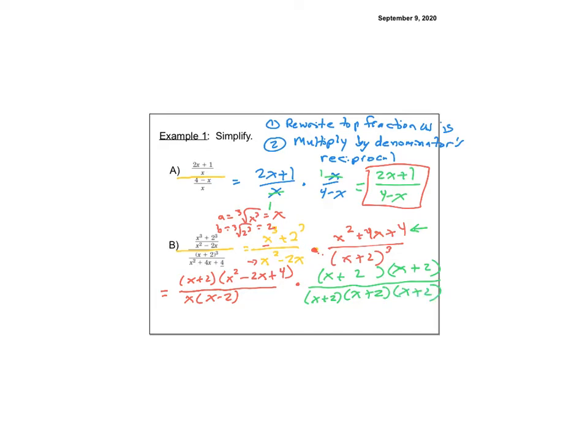All right. One thing in the numerator can cross out with one in the denominator. So x plus 2 can cross out with x plus 2. An x plus 2 in the numerator can cross out with an x plus 2 in the denominator. Do you see anything else that's left? No. So we're left here with x squared minus 2x plus 4 all over x times x minus 2.